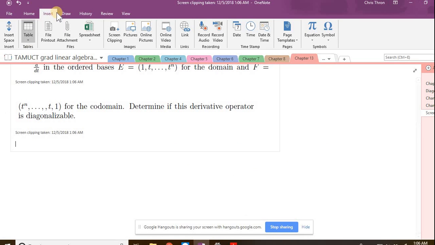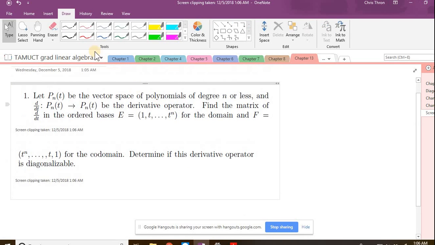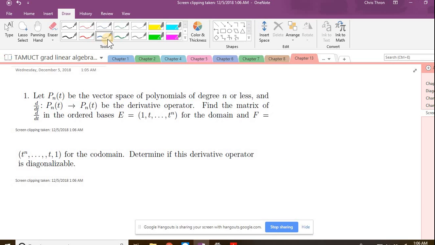Alright, so for other people who are not in on this discussion for this problem, here you have a vector space of polynomials of degree n or less. Oh dear, is this not working? Oh, here we go. Of degree n or less, and the derivative is an operator, and it says find the matrix of the derivative operator in this basis E for the domain, and the basis F for the codomain, and determine if this derivative operator is diagonalizable.